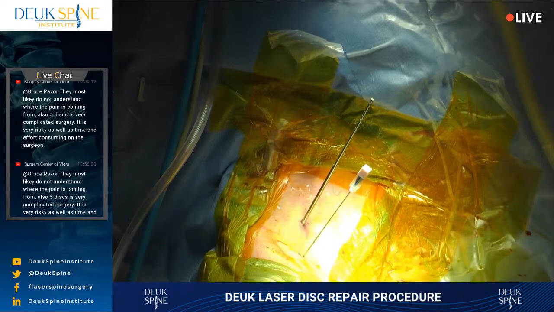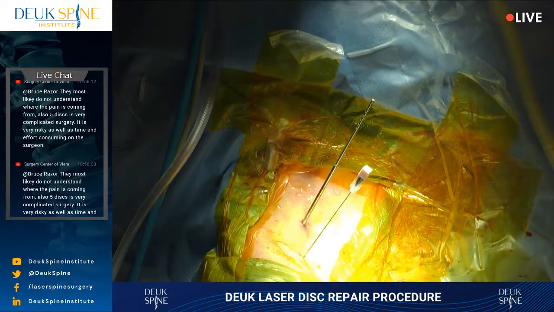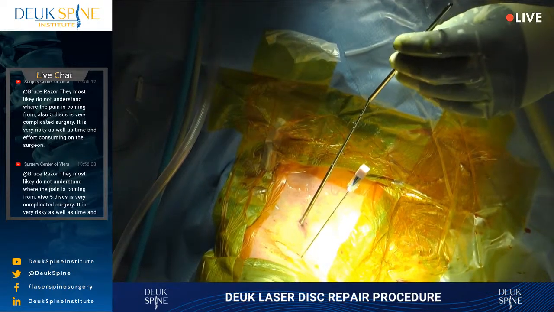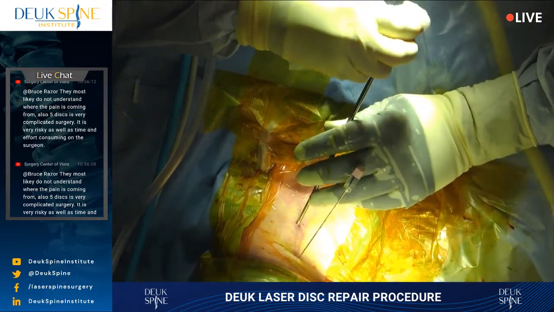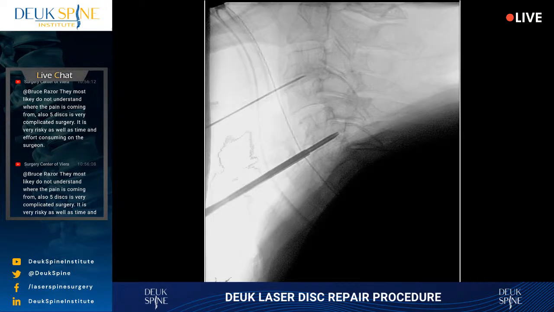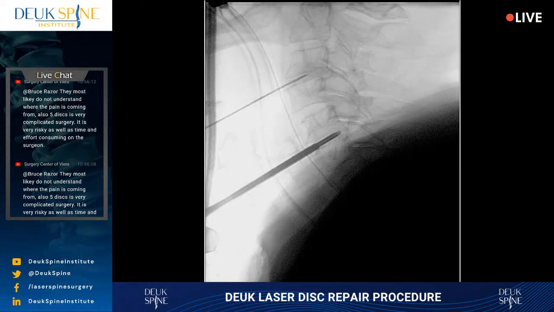So what I do is I get in like I've just done. I get to the back of the disc with the tube, and then I start to release the scar tissue inside the disc. Shot. And an amazing thing happens. The bones start moving again. Basically, the disc starts working again. So it's actually restoring movement.